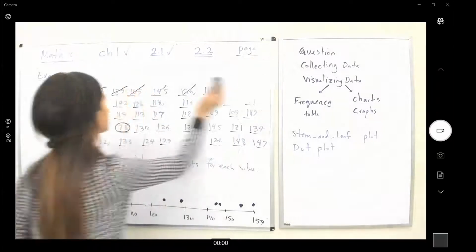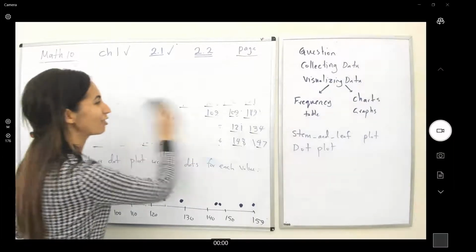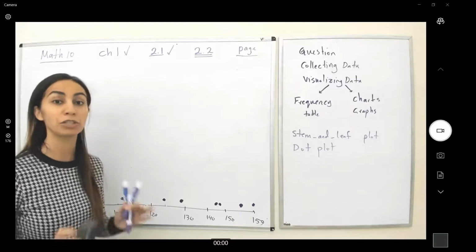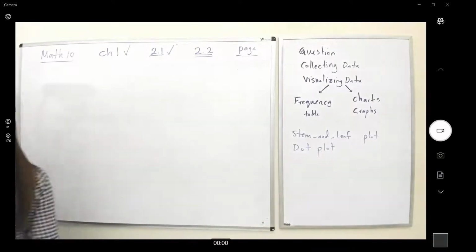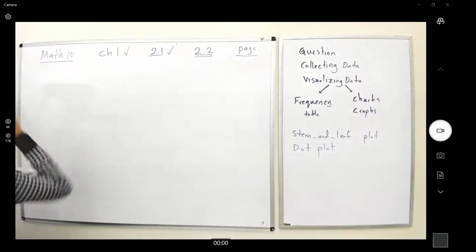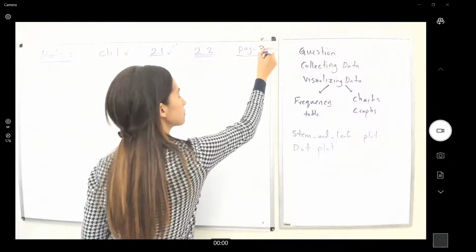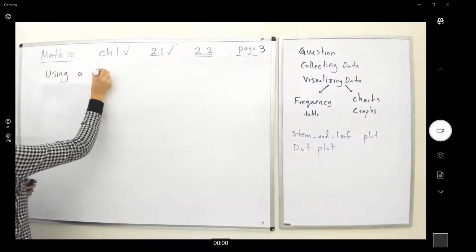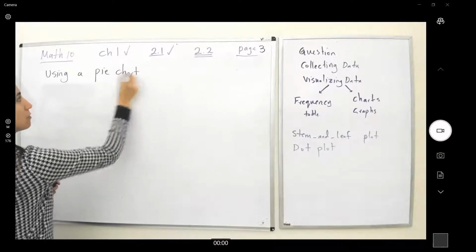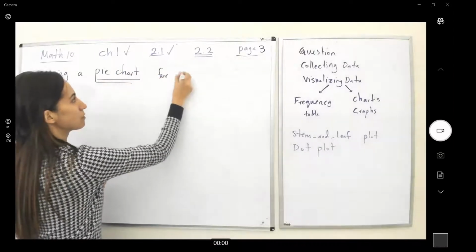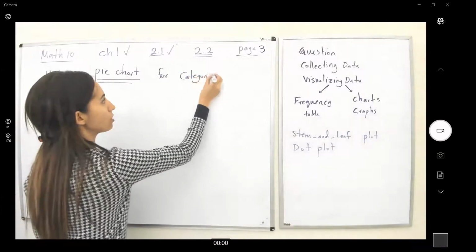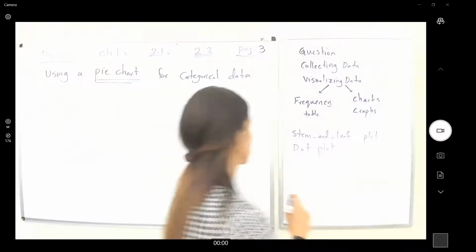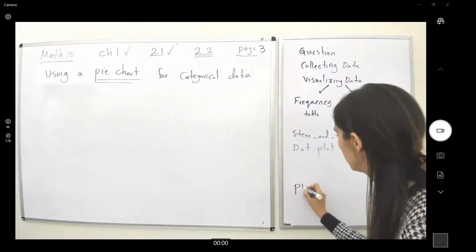So we are on page 3 and we are working with categorical or qualitative data. In this case, you have degrees. So page 3, using a pie chart for categorical data. So next one is a pie chart.